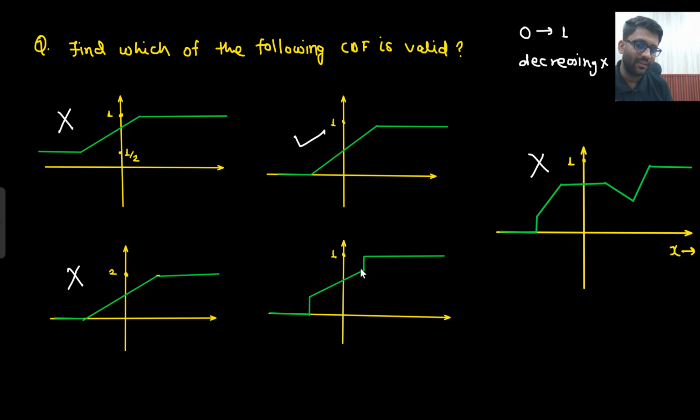Here it increased, then again increased. So it never decreases. Increased, increased, increased, constant. So this is also correct. So which of the following CDF is valid? These two CDFs are valid, the rest are invalid.